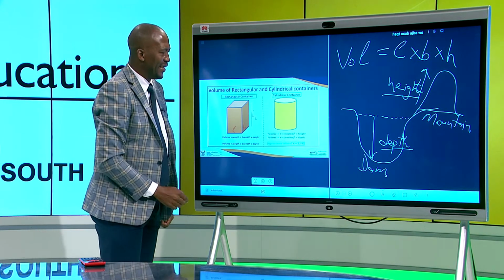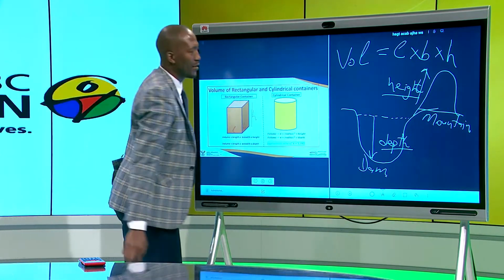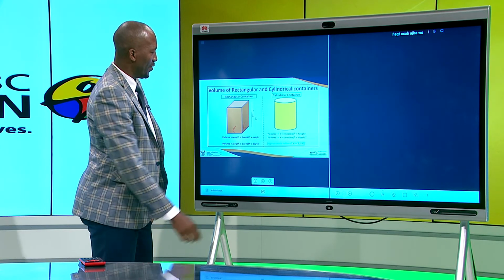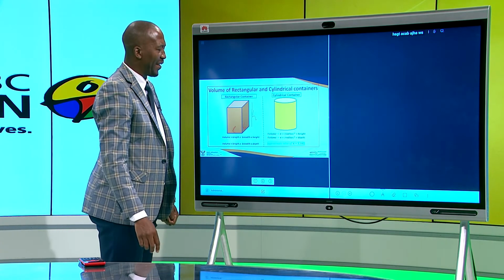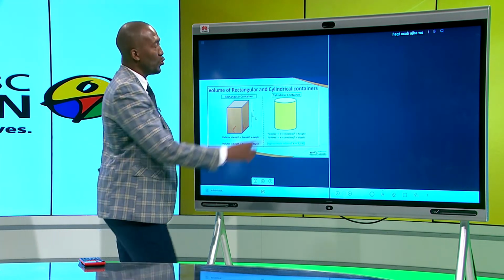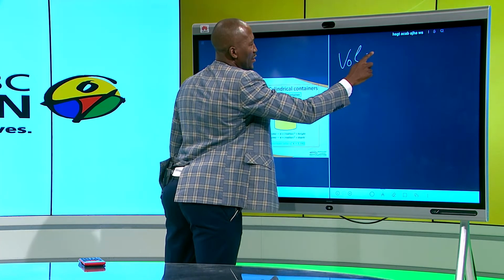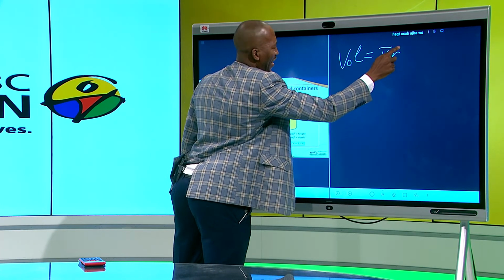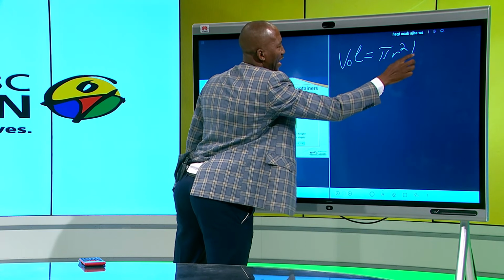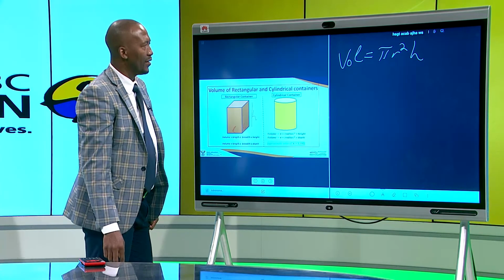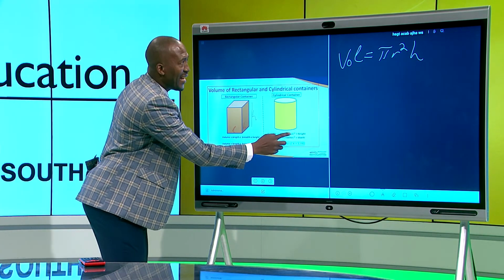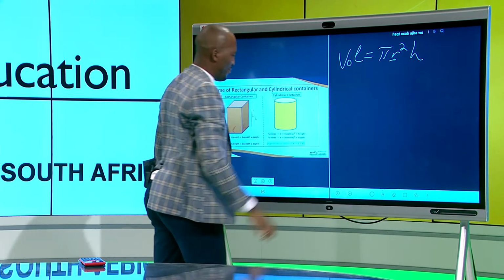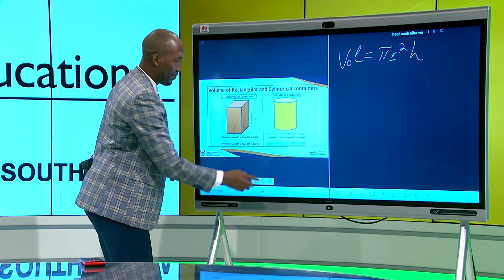Then for the cylinder, the formula for the volume of the cylinder is pi multiplied by radius squared multiplied by height. So the volume is equal to pi r squared h. So it's pi multiplied by the radius, that is the r there, squared, multiplied by the height.